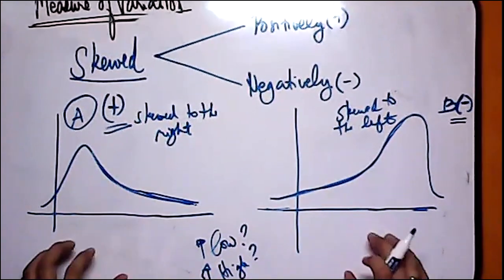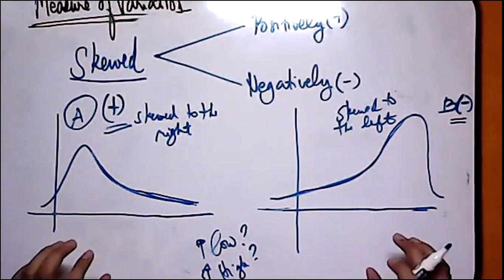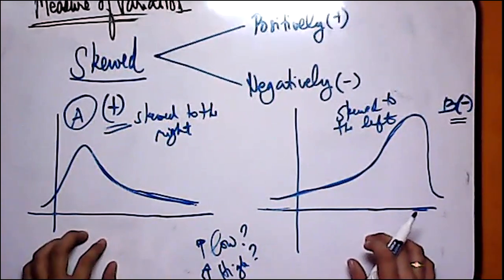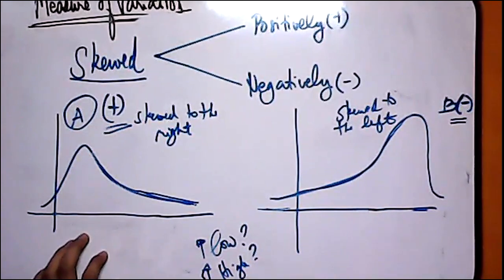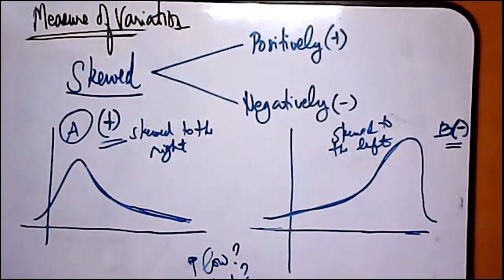Now, looking at these curves, which of these curves can you tell that most of the scores are low? Is it A or B? B. Why B? Kasi negative. Oh, you see people, hindi lahat ng negative negative talaga. Hindi lahat ng negative negative din ang ibig sabihin.